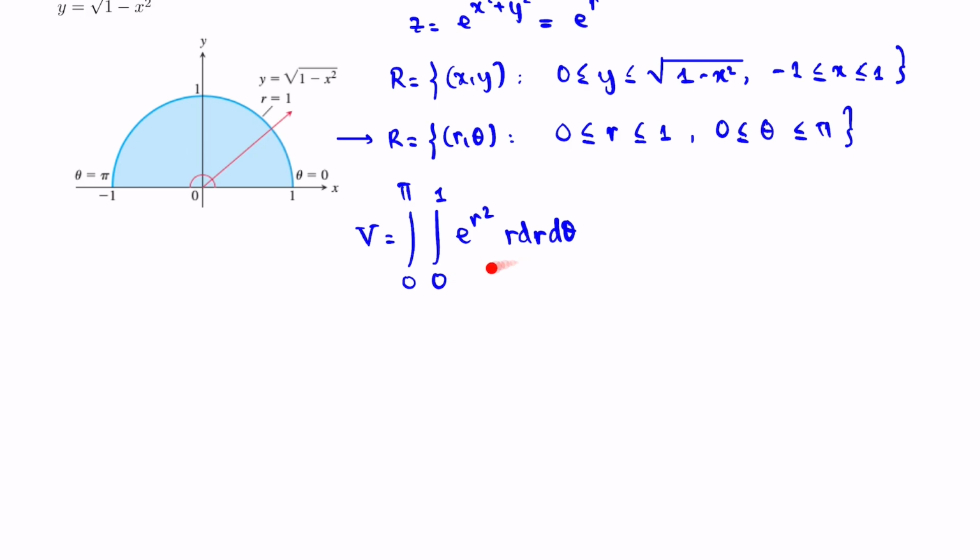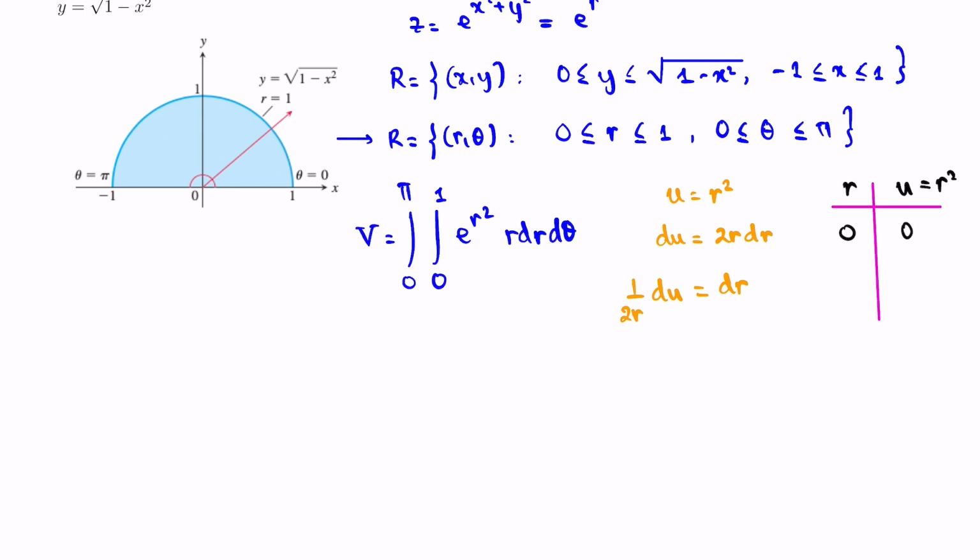To evaluate the inner integral with respect to r, I'm going to use integration by substitution by letting u equal to r squared. Therefore, du is equal to 2r dr. We solve for dr, and we get 1 over 2r du. Because we make a change of variable, we're going to change the limits of integration for the inner integral as well. This table consists of 2 columns: one column is for r, the other column is for u equal to r squared. When r is equal to 0, u equals 0. When r is equal to 1, u is equal to 1.